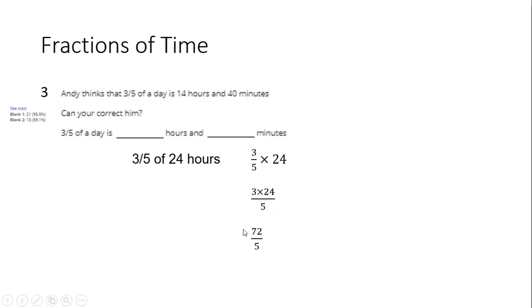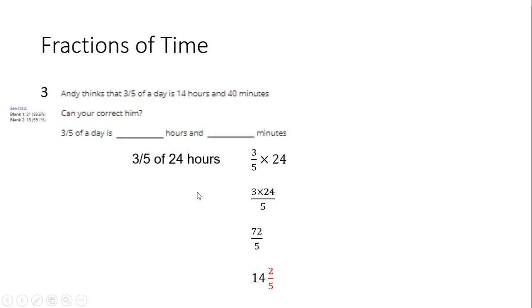Multiplying that out, I get 72/5, which is a top-heavy fraction. I am expecting a top-heavy fraction because I know that this is a number of hours, should be a whole number of hours, plus some fraction of an hour, which we work out into minutes. So how many whole hours is that? How many 5s are there in 72? There are 14 5s in 72, because 14 times 5 is 70. That means that I have 2 left over 5.